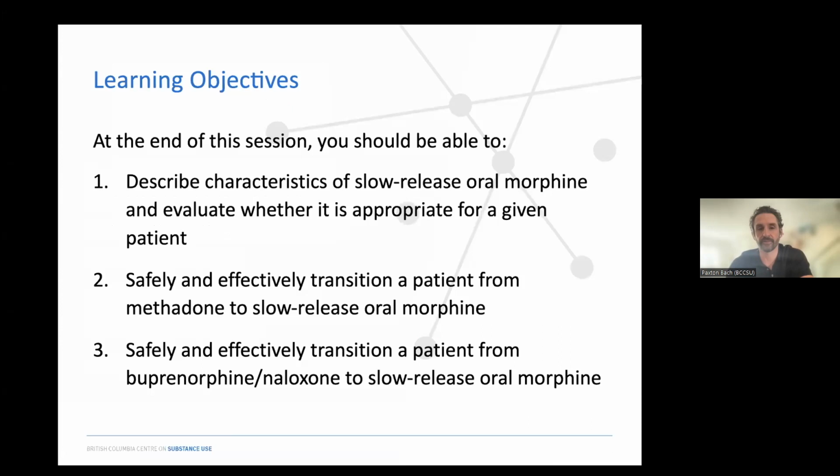oral morphine as a form of OAT to help inform whether it might be an appropriate choice for an individual. We'll talk about the safe and effective transition of a patient from methadone to slow-release oral morphine. And similarly, we'll talk about the transition of a patient from buprenorphine to slow-release oral morphine, and some general considerations throughout about rotations between any form of OAT and when that may or may not be appropriate.